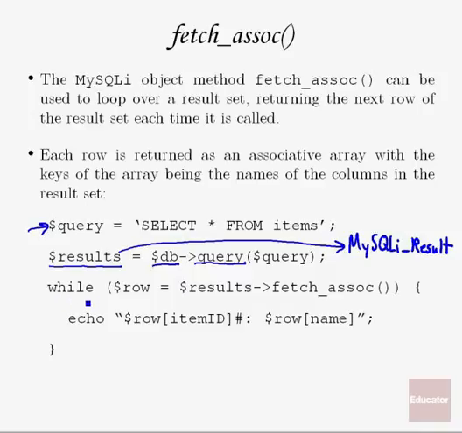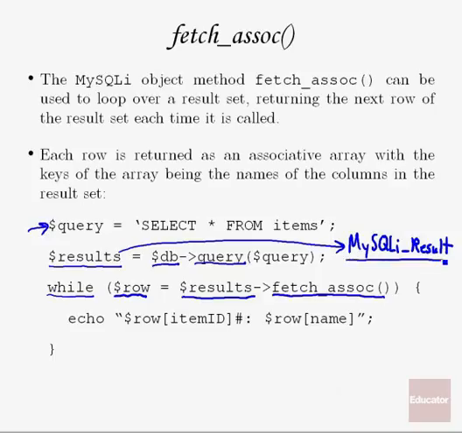So we can create a while loop to loop over the result set. On each iteration of this loop, it sets a variable we've called row equal to the associative array that's returned next by the fetch assoc function. You'll notice that fetch assoc is called on this results variable, because fetch assoc is a method of the MySQLi underscore result class.